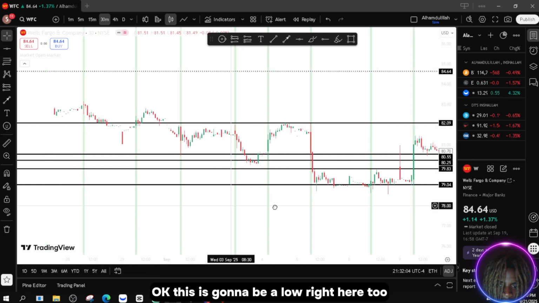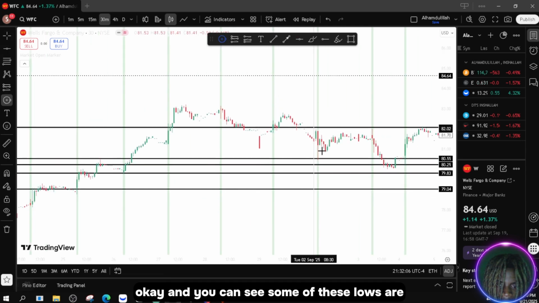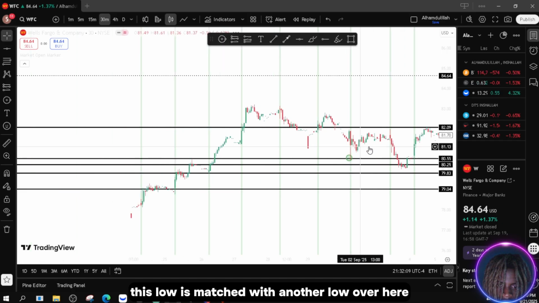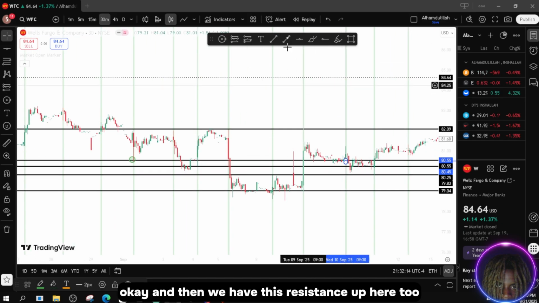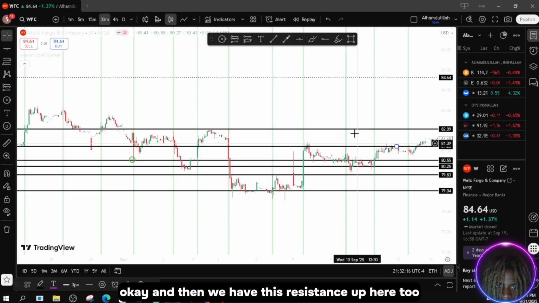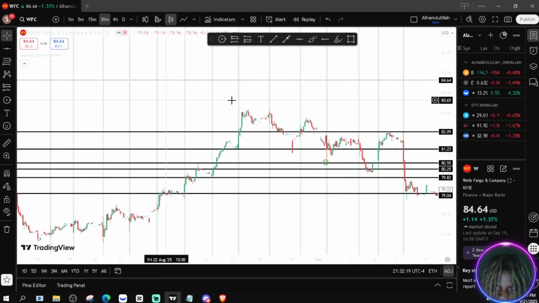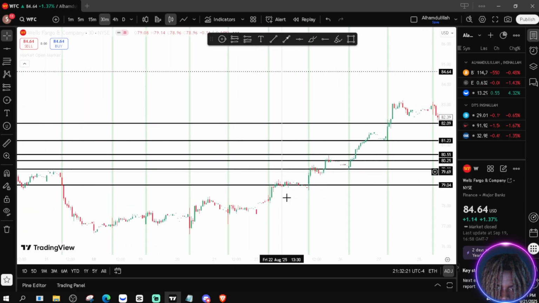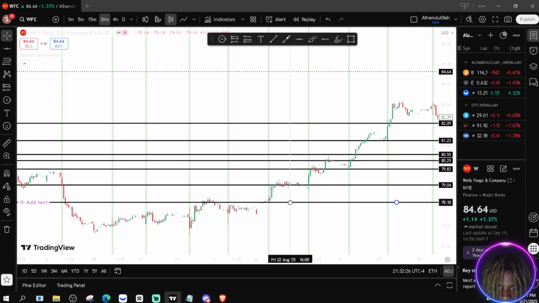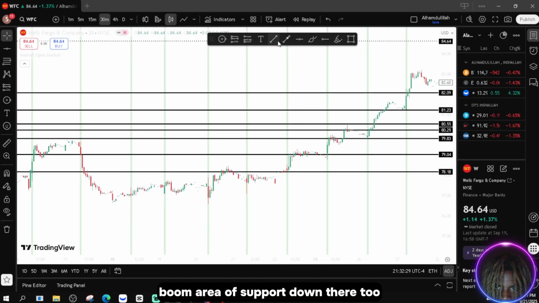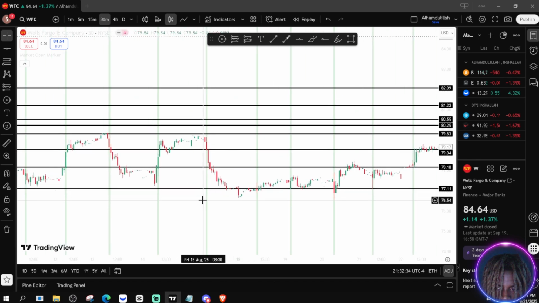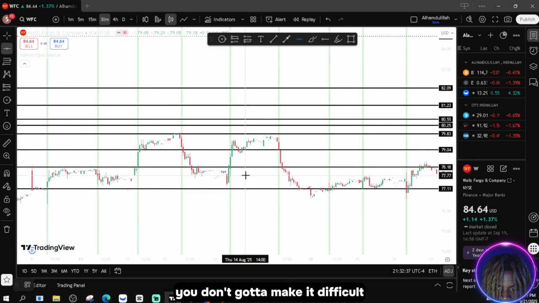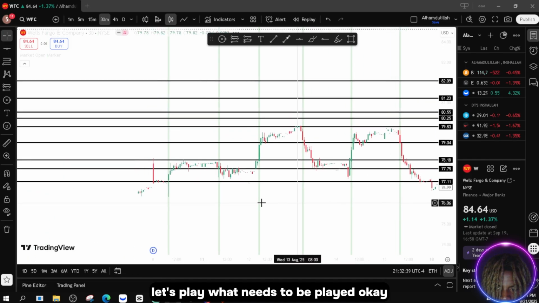This is going to be a low right here too. And you can see some of these lows are going to mirror each other. This low is matched with another low over here to the right. And then we have this resistance up here too, which matters. And then down here, boom, area of support down there too. Have another one too. Just mark out your clean levels. You don't gotta make it difficult. Just play what needs to be played.